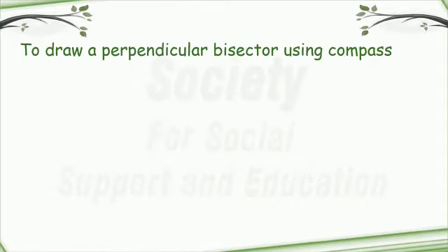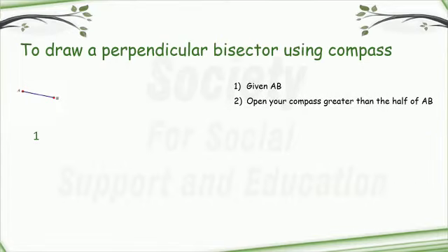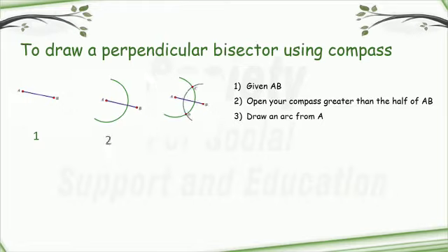To draw a perpendicular bisector using a compass, we have this segment AB. First of all, we will open our compass greater than half of AB. Then we will draw an arc from A. So we will center the compass at A, and we will draw an arc like this example. Then we will draw another arc from B.